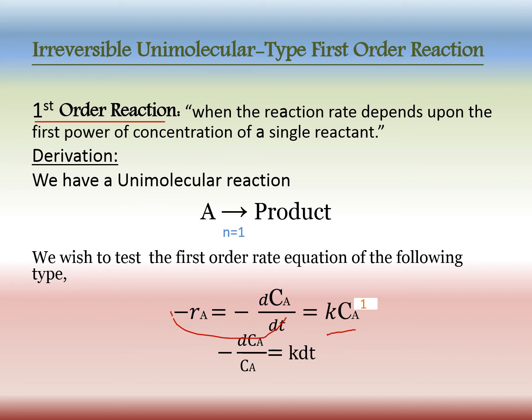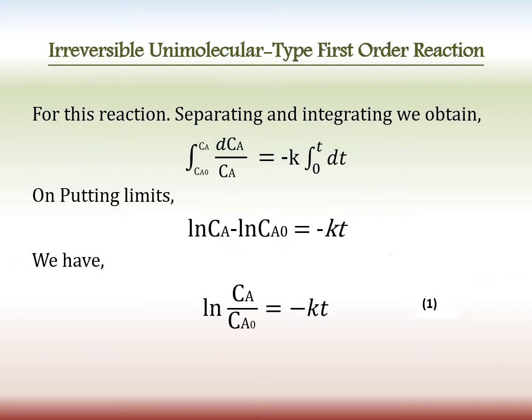Here the rate is kC_A to the power n, and for first order reaction this n is equal to 1, which represents the order of reaction. So this is our differential equation. We will solve it by variable separable method. Shifting C_A to the denominator and the negative sign to the right, we will integrate it with definite intervals.